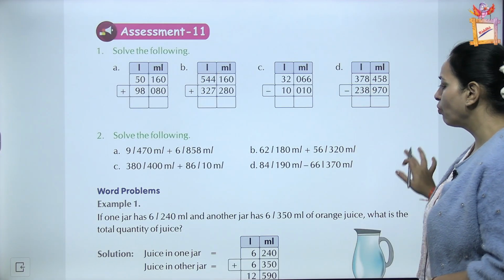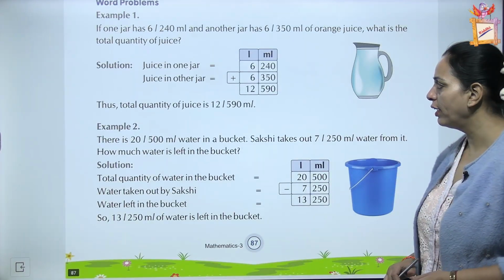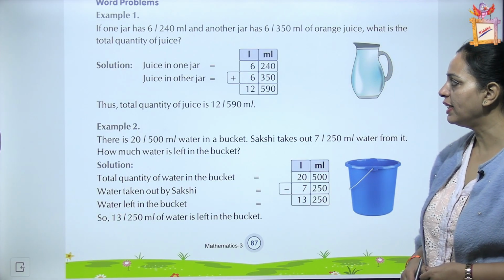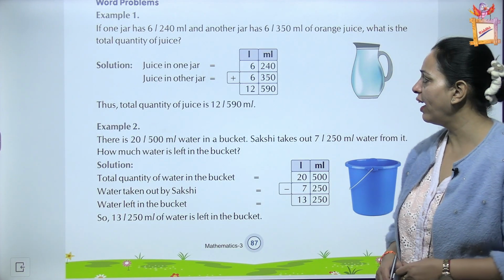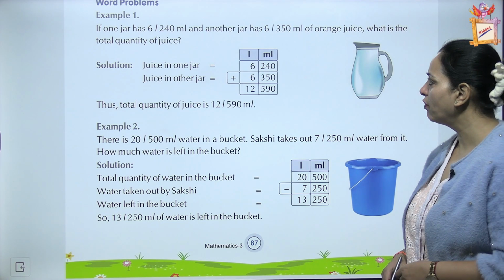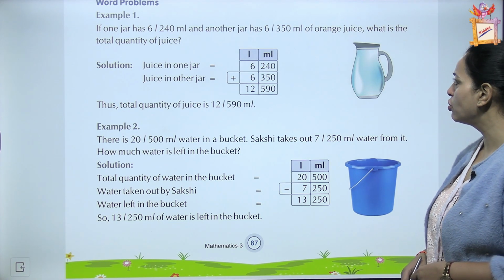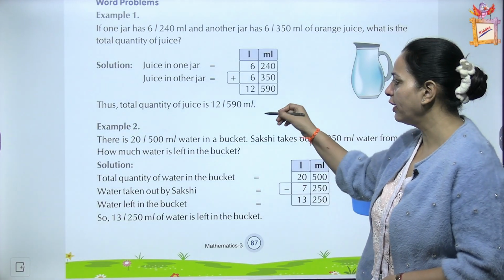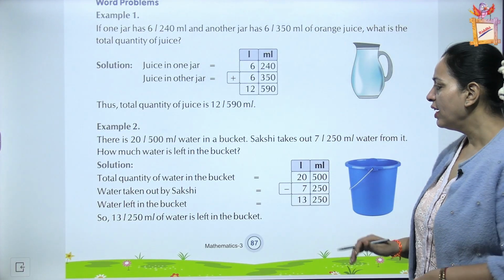The next is word problems. Example 1. If one jar has 6 liter 240 milliliter and another jar has 6 liter 350 milliliter of orange juice, what is the total quantity? दोनों को ऐड कर देंगे. This is the answer.